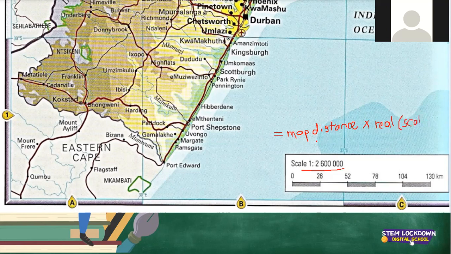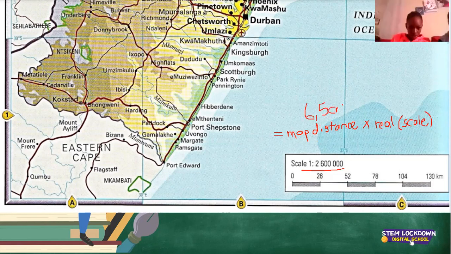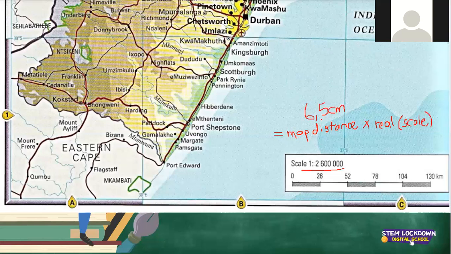So solve the distance. Here, the map distance is 6.5 centimeters. This is a longish question. I need you guys to tell me what is the actual distance, in kilometers, if the map distance is 6.5 centimeters, already measured for you, times the real part of the scale. What is the real part of the scale, learners? Can anyone tell me? Is it 1 or is it 2,600,000?